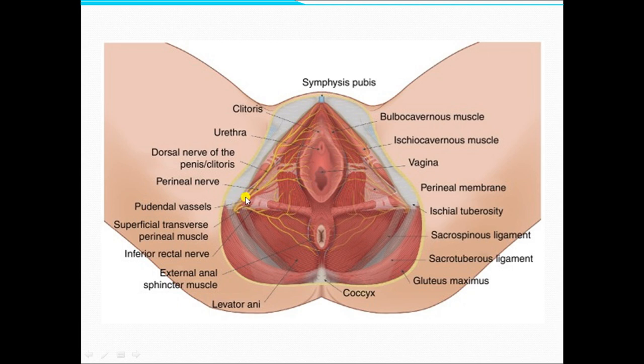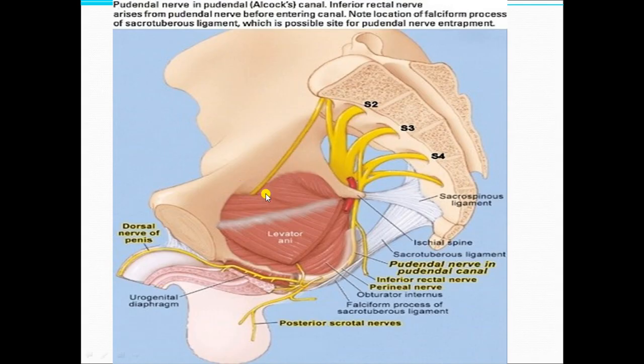Okay, so this is about the perineal nerves. Next we will see the dorsal nerve of the penis. So this is the dorsal nerve of the penis. When you see here, this dorsal nerve of the penis passes forwards, and next it passes in between the arcuate ligament at the pubic symphysis.